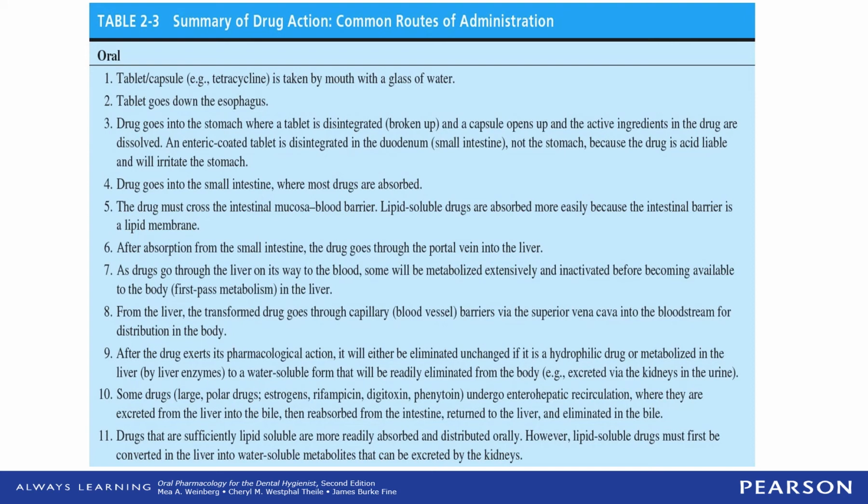As drugs go through the liver on their way to the blood, some will be metabolized extensively and inactivated before becoming available to the body, which is the first pass metabolism in the liver. From the liver, the transformed drug goes to capillary blood vessel barriers through the superior vena cava into the bloodstream for distribution into the body.